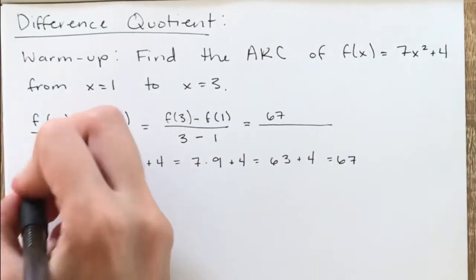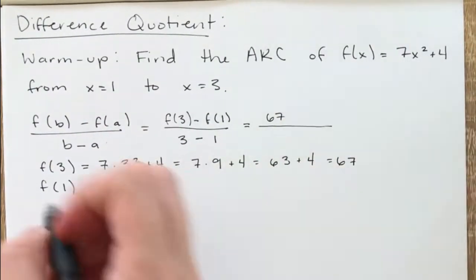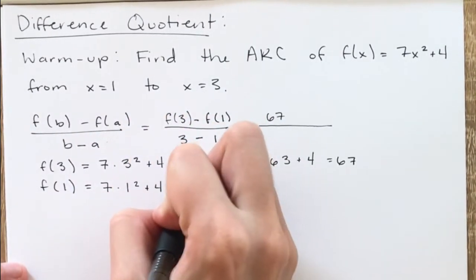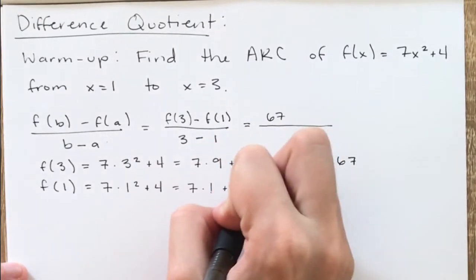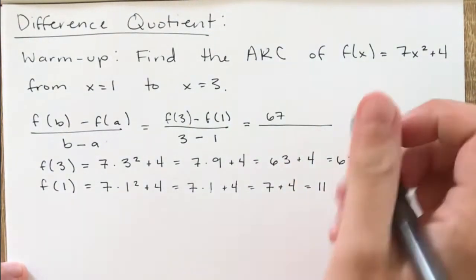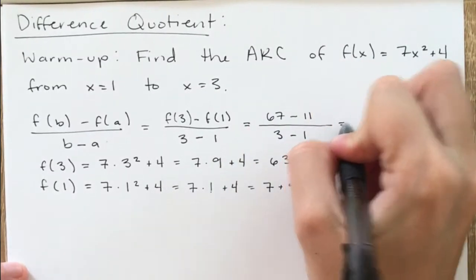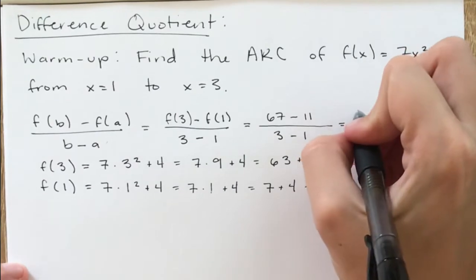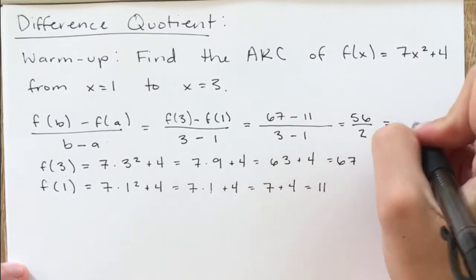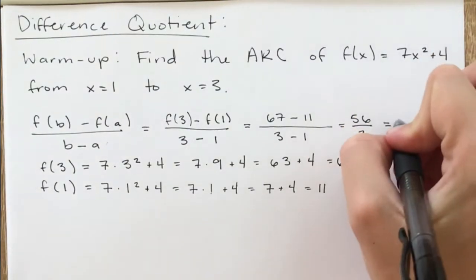Now we need to find f of 1. What is f of 1? We do the same thing. We replace x with 1. So we have 7 times 1 squared plus 4. 1 squared is 1. So we have 7 times 1 plus 4, which is 7 plus 4, or 11. So we end up with 67 minus 11 over 3 minus 1. 67 minus 11 gives us 56. 3 minus 1 gives us 2. So this tells us that our average rate of change is 28.